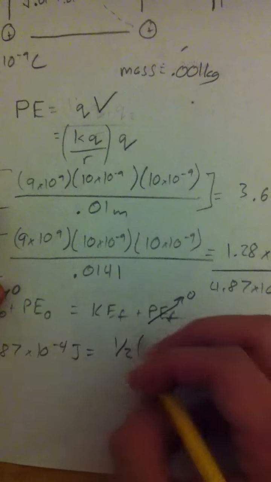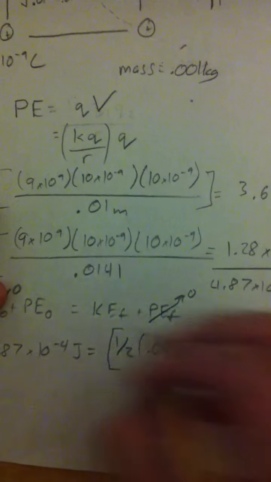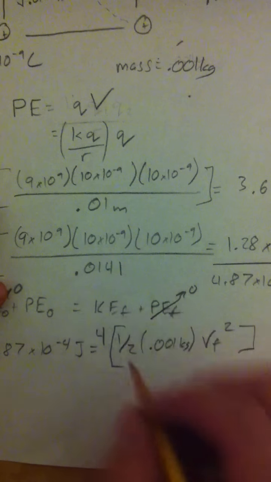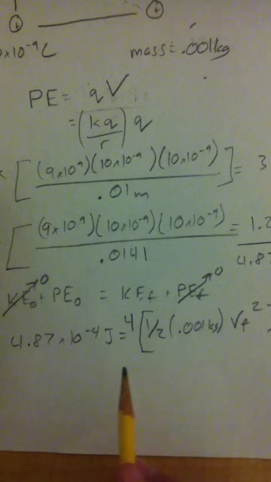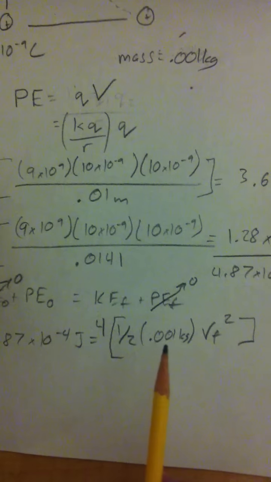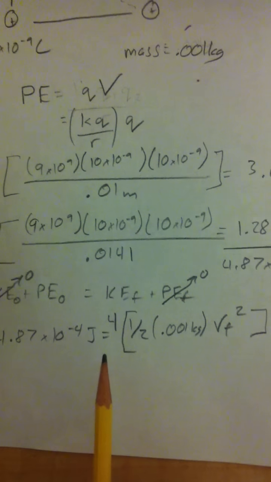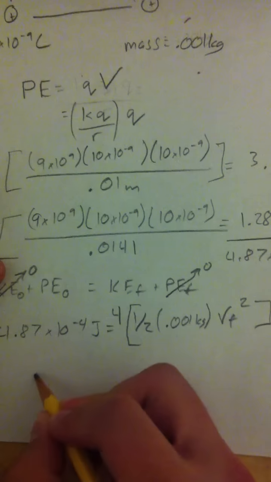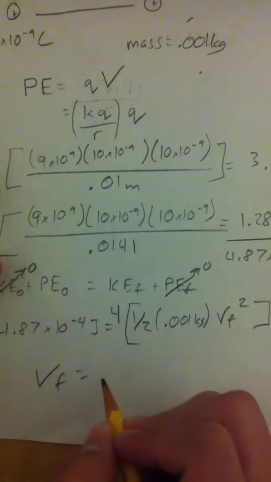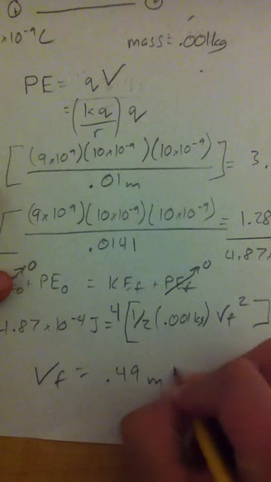So this whole thing, we could put a bracket around, times it by 4, and then after you do all the algebra, divide the 4 over, multiply by 2, divide by 0.001, put a square root over it. Our final velocity is going to equal 0.49 meters per second.